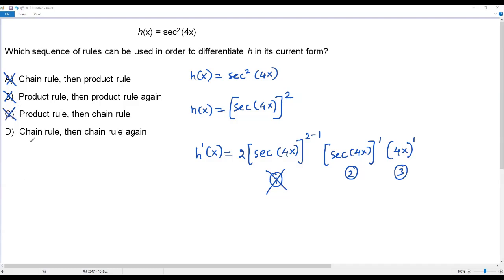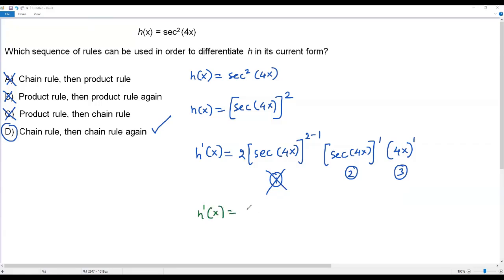Okay, when I consider option D, chain rule then chain rule. In step 2, I used a chain rule. In step 3 also, I used a chain rule. So the correct answer choice for this question is option D. Okay, now we got the answer for this question. Anyways, to gain our knowledge in finding derivatives, let's complete this derivative over here. So let me continue the problem here.